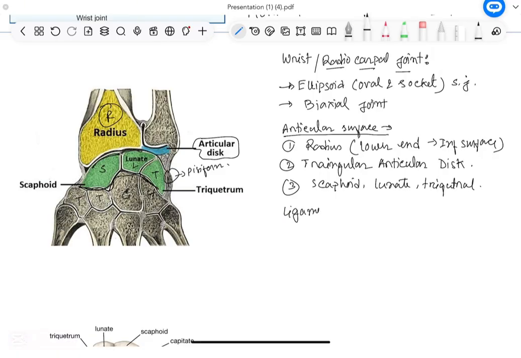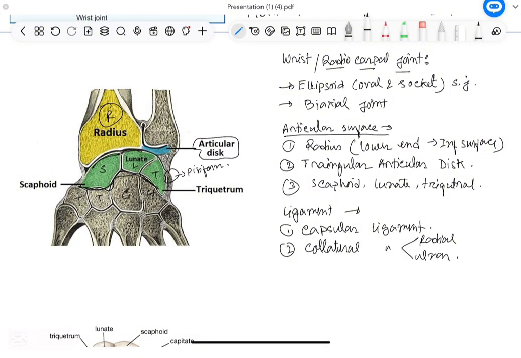After that, the next question will come: what are the ligaments? A number of ligaments are attached here. Number 1, we have to remember, is the capsular ligament of this wrist joint. Then on both sides there are collateral ligaments, the radial collateral ligament and the ulnar collateral ligament. So we write collateral ligament: two are there, one radial and another ulnar.